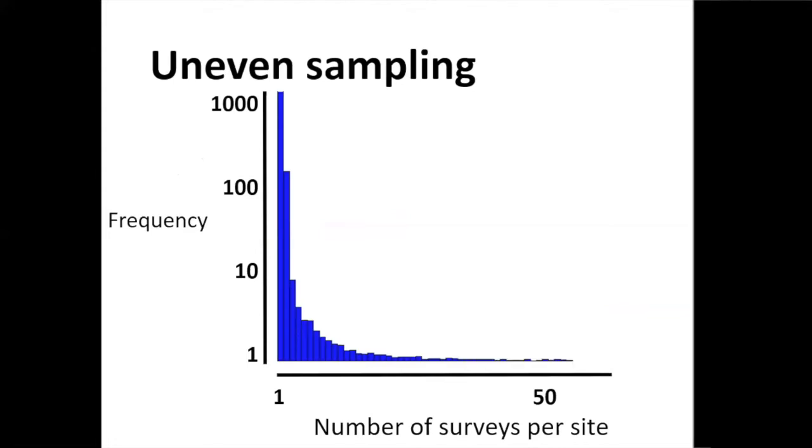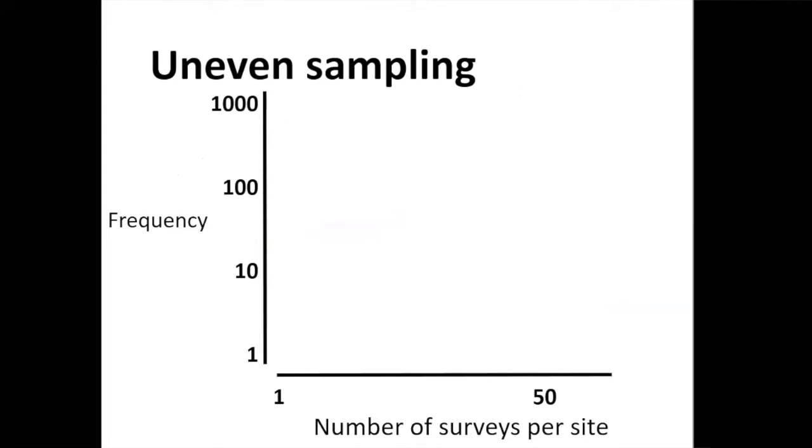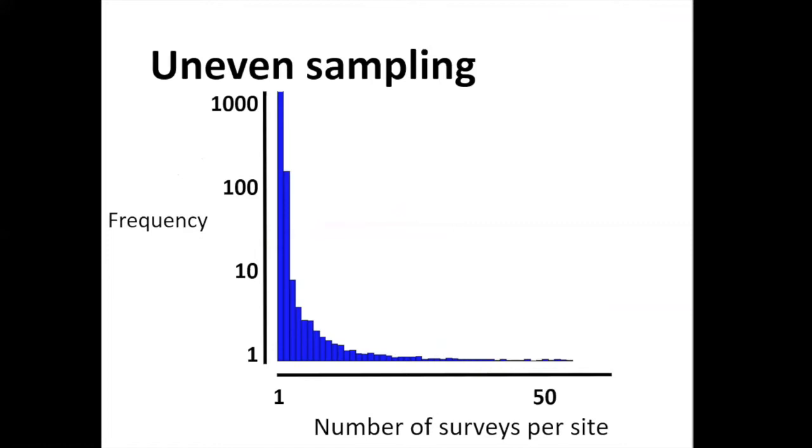Here we have the number of surveys performed per site along the x-axis, and the number of sites that fit into that category on the y-axis. We have a large number of sites that were only surveyed once. That bar goes up into the sky. And then at the other end of the scale, we have a very few number of sites that have been surveyed to death, basically.